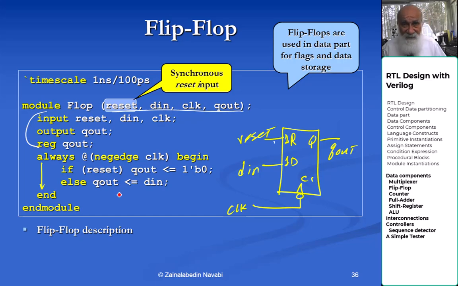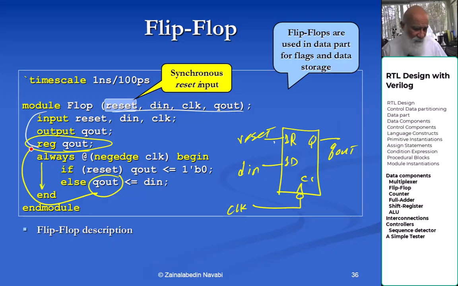Something that we have seen before but we didn't discuss is the fact that everything on the left hand side of assignments, any kind of assignment in Verilog inside always statements, must be declared as reg, and therefore you are seeing Q out declared as reg here. Just take it as a rule that if you have something on the left hand side inside an always statement, it has to be declared as reg.